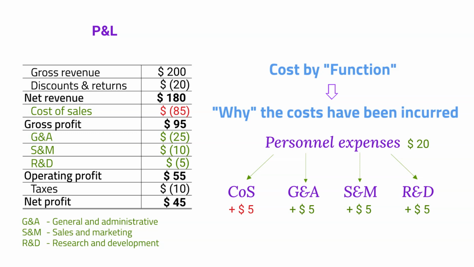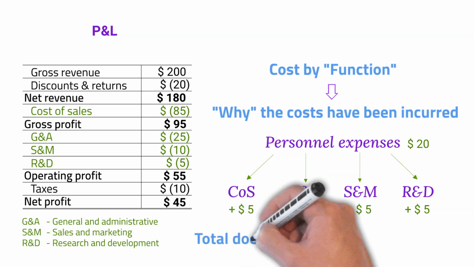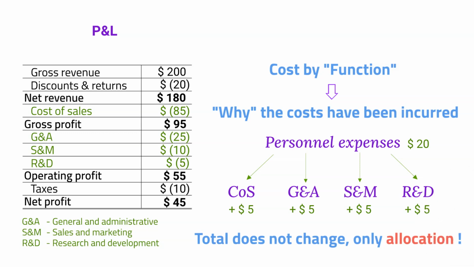$5 of personnel costs are added to the cost of apples. For example, salaries of the delivery truck drivers. And you see that the profit didn't change, as the costs were only reallocated and moved into different buckets. The total stays the same. By presenting costs by function, we show what exactly the costs are driving, why they have been incurred.